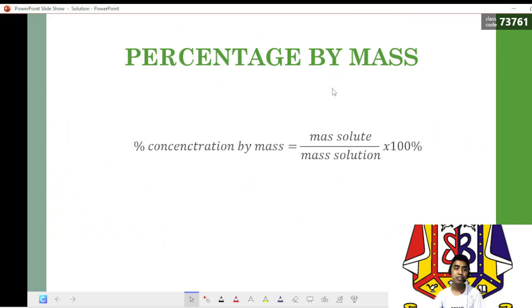So for the general equation that we are going to use for today, we have the percentage concentration by mass equal to mass of solute over mass of solution times 100%, the mass ratio. This is our general equation. I hope you copy this so you won't have difficulty later in our quiz or in our sample and practice exercises.